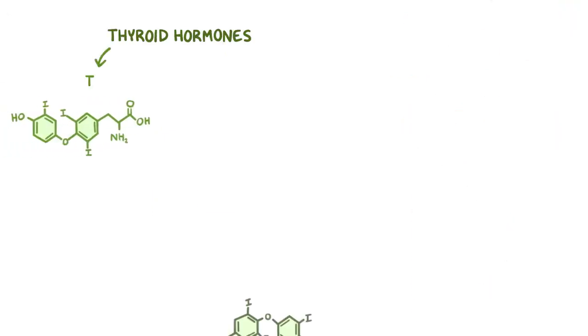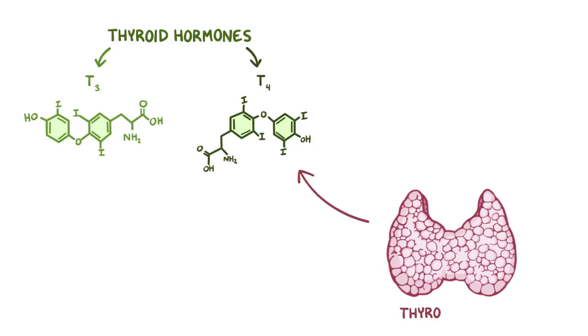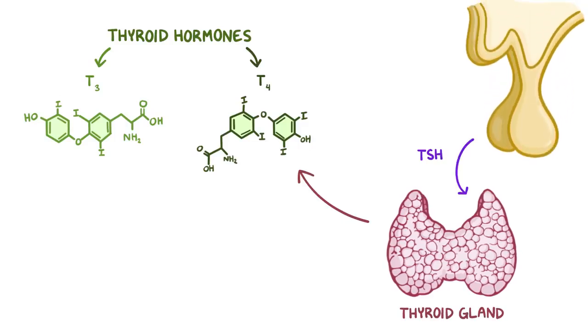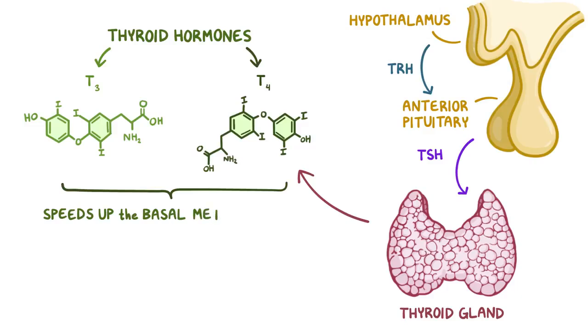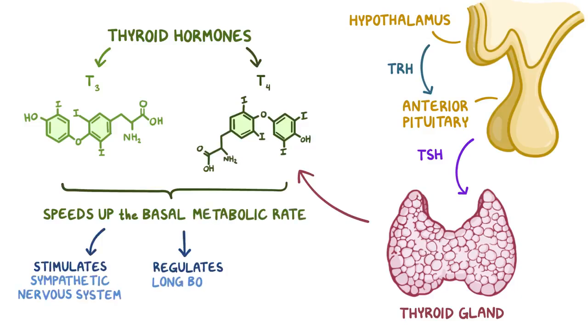Alright, as a quick recap. Thyroid hormones, which is to say T3 and T4, are produced by the thyroid gland under control of TSH, which is in turn released by the anterior pituitary under control of TRH, which is released by the hypothalamus. They mainly help speed up our basal metabolism, but also stimulate the sympathetic nervous system, help regulate long bone growth, and are necessary for normal brain development.